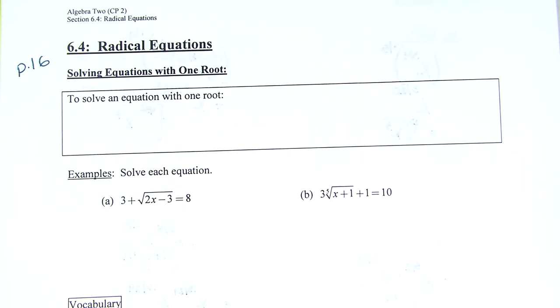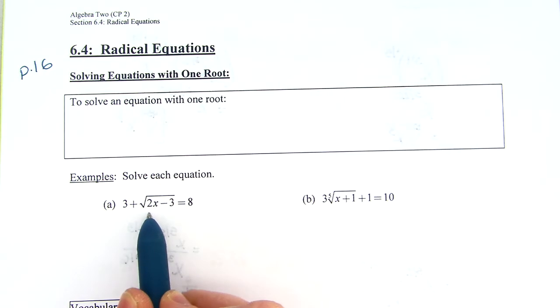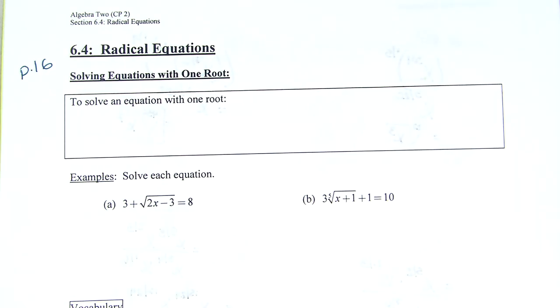And honestly, throughout this entire section, 6.4, there's a whole lot of different varieties of these radical equations. We're going to start with things that are fairly straightforward, but they're going to get a little more involved as we work our way through this section. And we're going to start with some radical equations that have one root in them, like what you see in letter A. 3 plus the square root of 2x minus 3 equals 8.